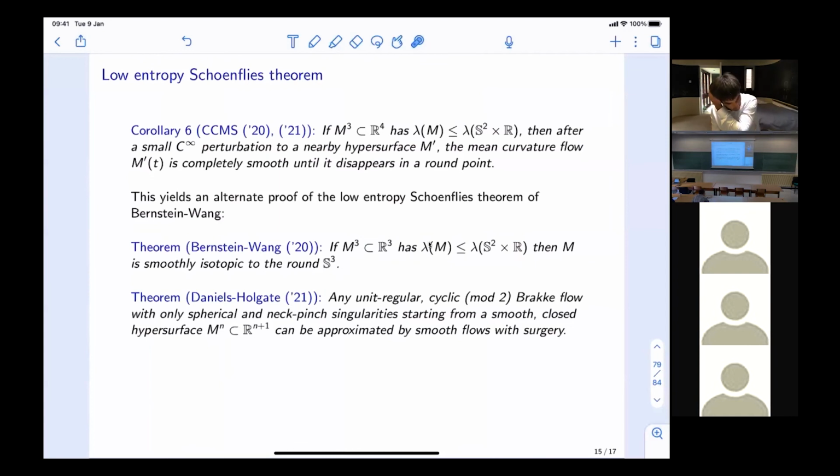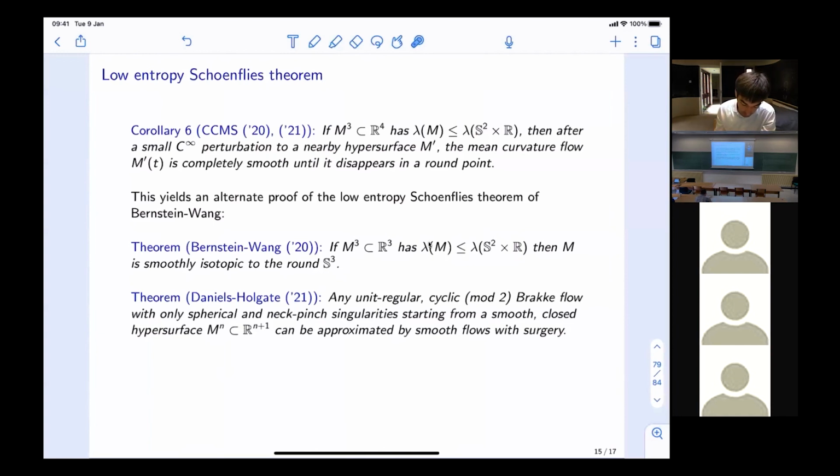But here's another interesting consequence now. I did skip this here. So we can also do, in R4, this generic perturbation in this low entropy setting. In one setting, we can go up to S1 cross R2 to get generic flows.